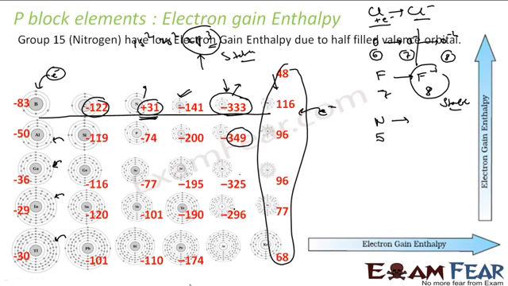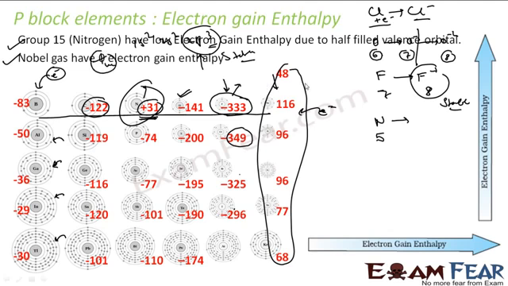This is a typical trend. Right? So if you see, I have noted down that group 15 nitrogen has low electron gain enthalpy, this one, because it has a half filled valence orbital. And noble gases have, I won't say 0, they have positive electron gain enthalpy. You see, they all have positive electron gain enthalpy. Why? Because they are happy in their life.